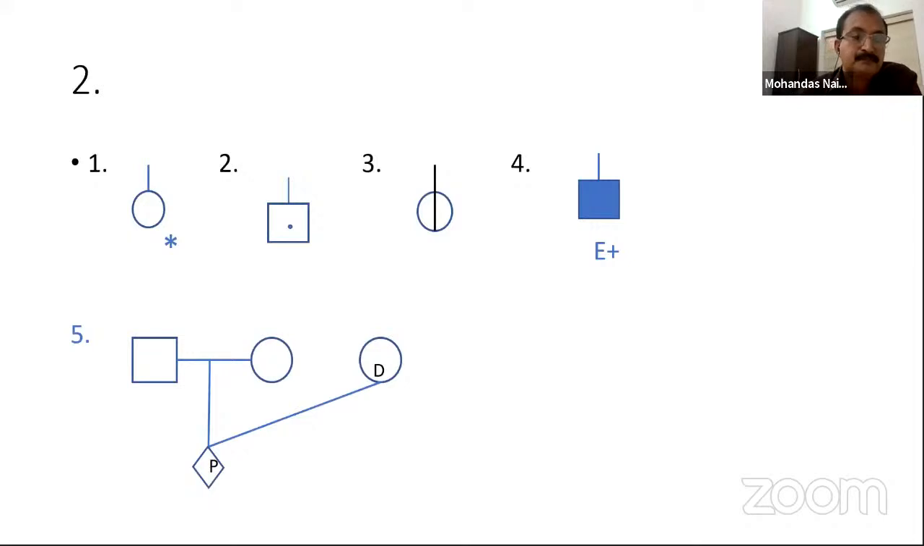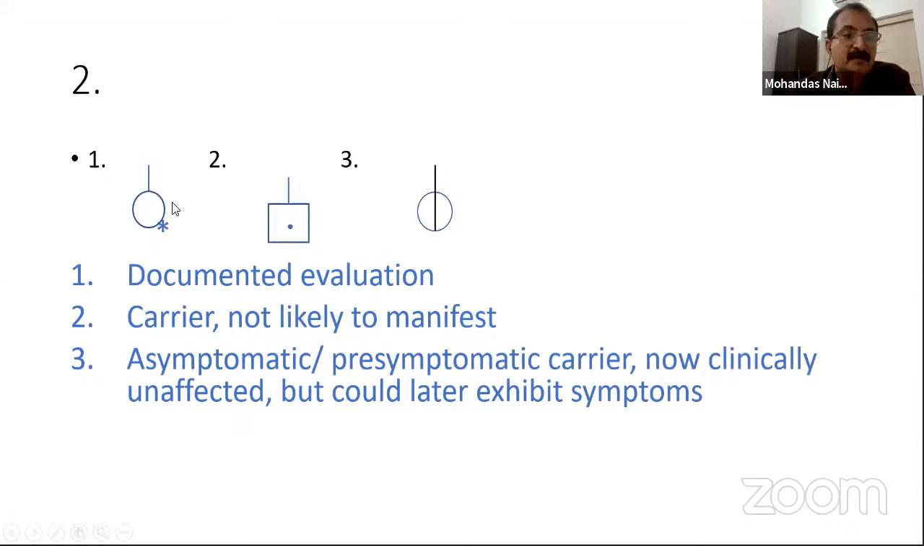Again, some more symbols. You can try to answer quickly. Here, the first one, there is a star, which means you have evaluated that patient or person by yourself, or you have gone through all the medical records. So that means it's a documented evaluation. And the second one, the dot means it's a carrier and not likely to manifest the disease. And the third one is, actually, an affected person, genetically abnormal person, but at present it is asymptomatic. It could be a pre-symptomatic carrier, can exhibit symptoms later.